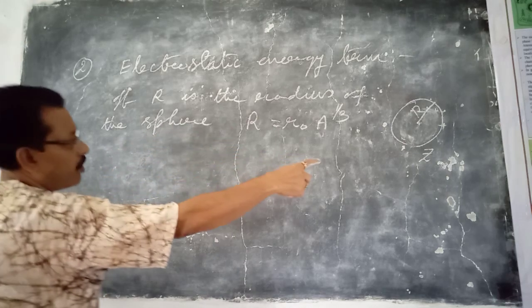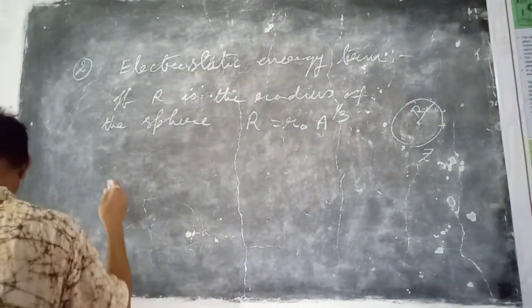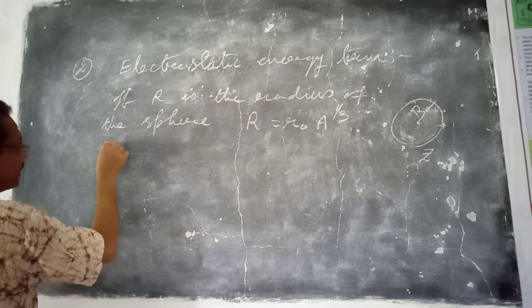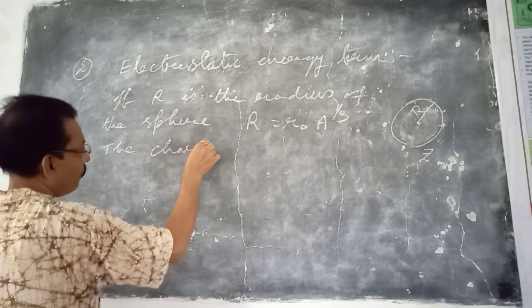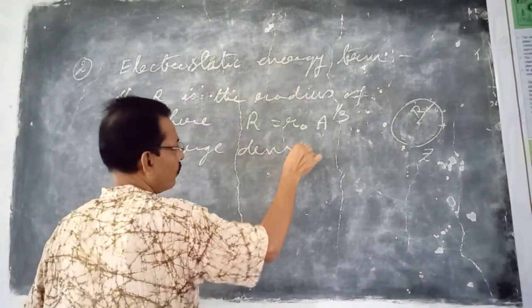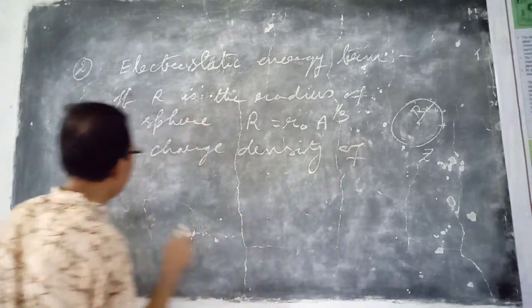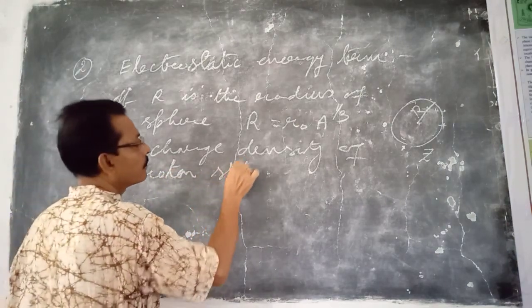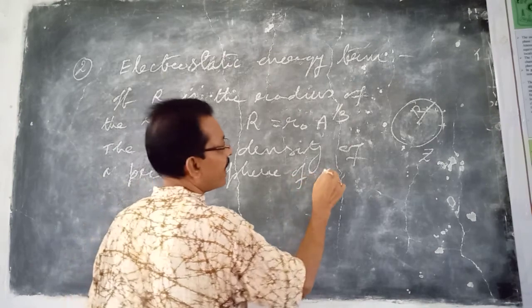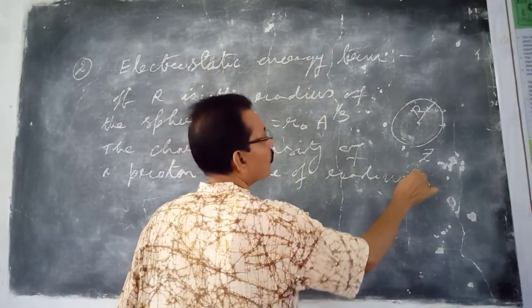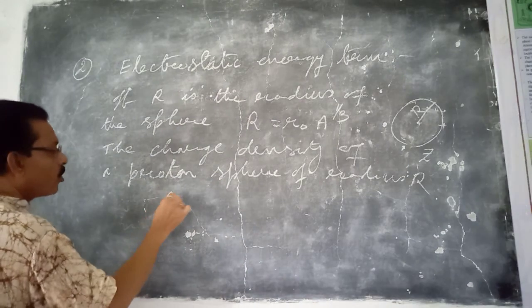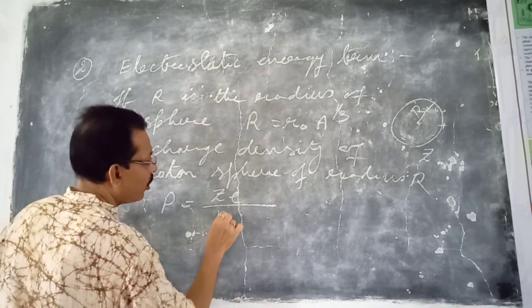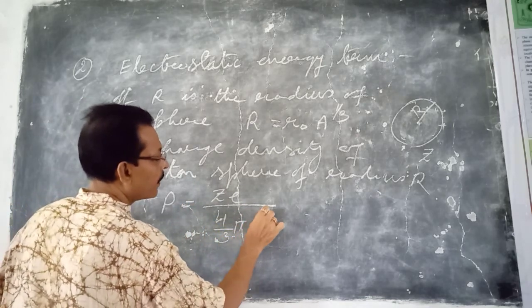Now we consider a proton sphere of radius R. Now the charge density, therefore, charge density of a proton sphere of say radius R, is given by rho, that is equal to Ze, Z number of protons, divided by the volume 4/3 pi R cubed.